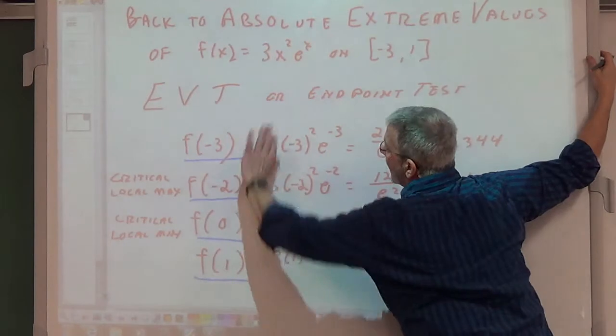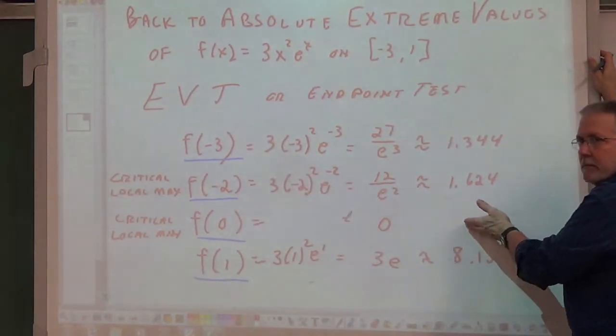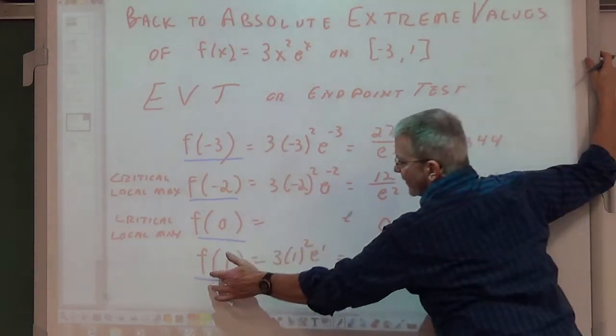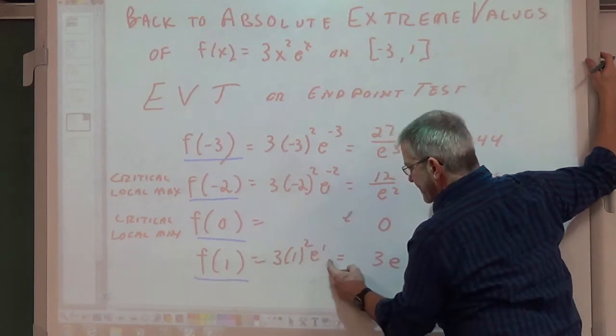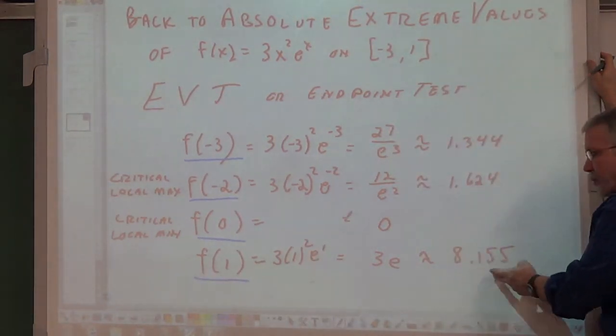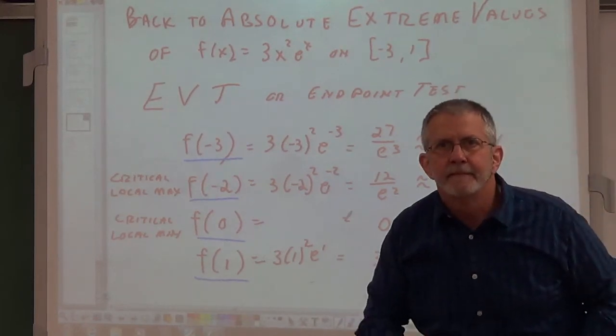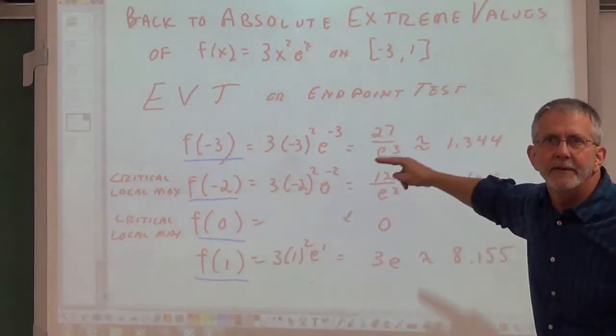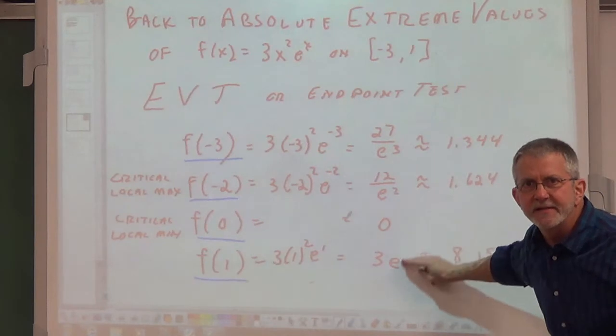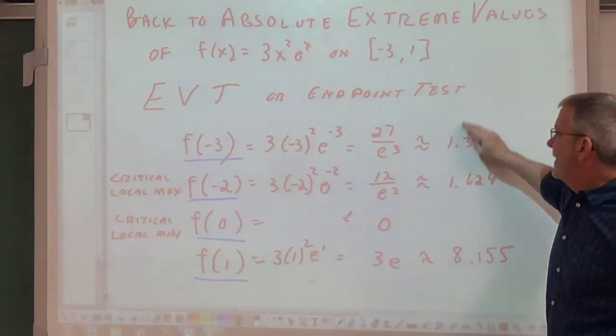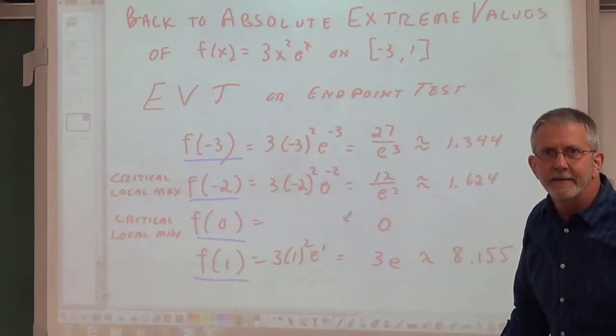What is f of 0? F of 0 clearly is 0. What is f of 1? F of 1 is 3 times 1 squared times e, which is 3e, approximately 8.155. And now you do this. You look at the values, and you find out which one is the smallest and which one is the biggest.